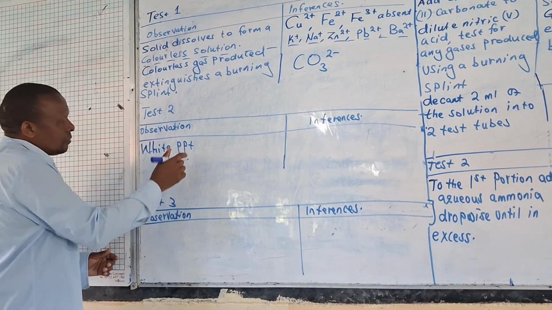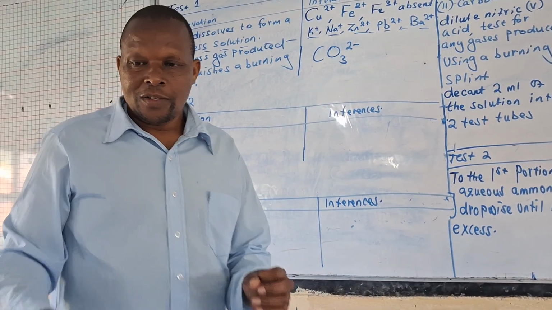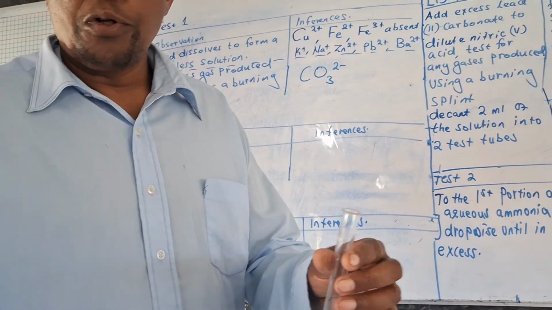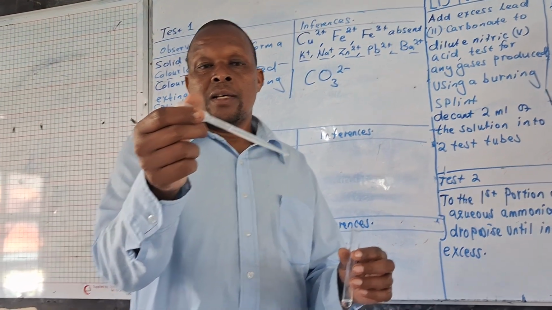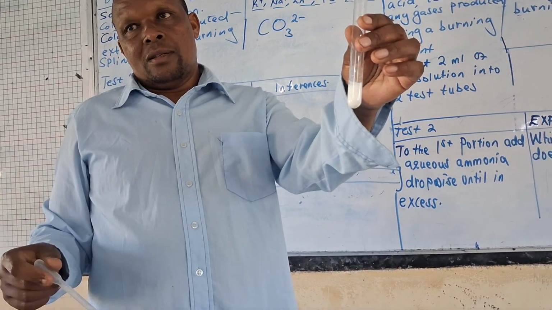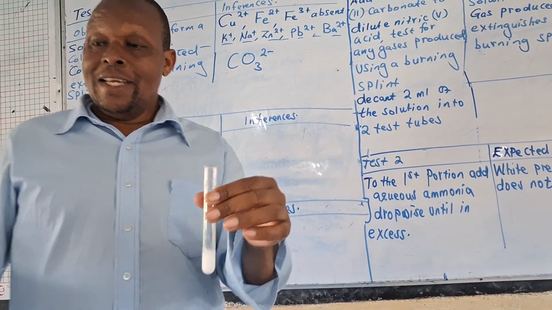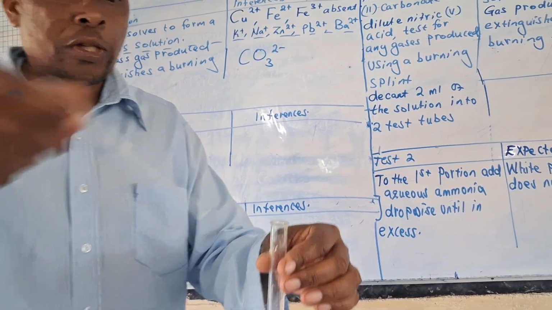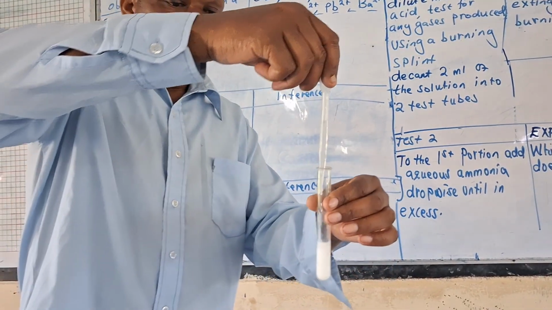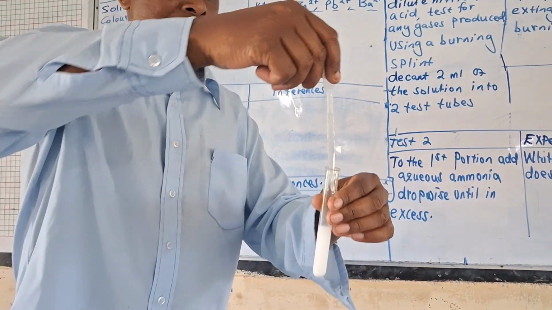Now, we want to see whether the precipitate is dissolving or not. So we are going to add more of this. So you can even put the whole of this dropper like this. What do you see? White precipitate. Are we together? Okay. In excess, you can now add up to the top and see whether it is dissolving or not. What do you see? White PPT. Is it dissolving? No.